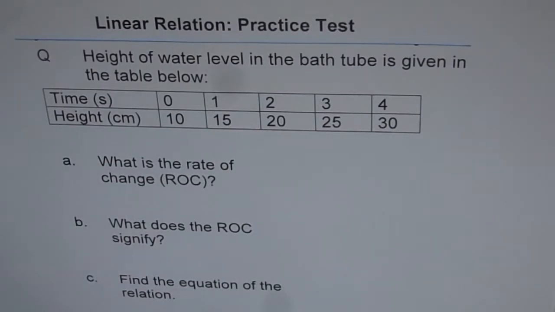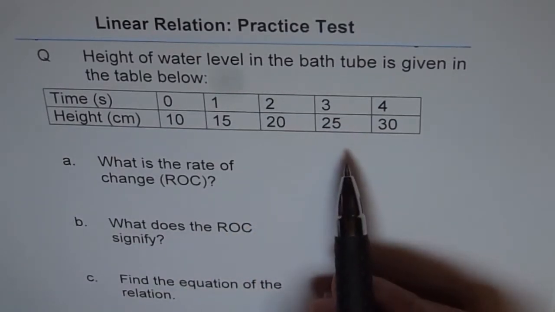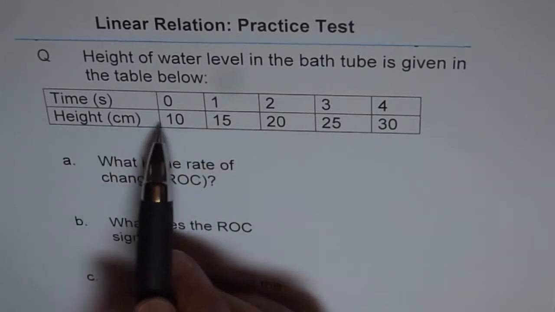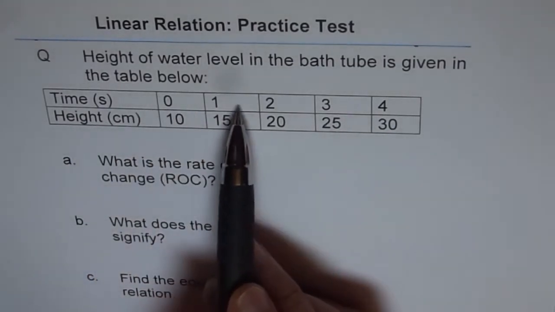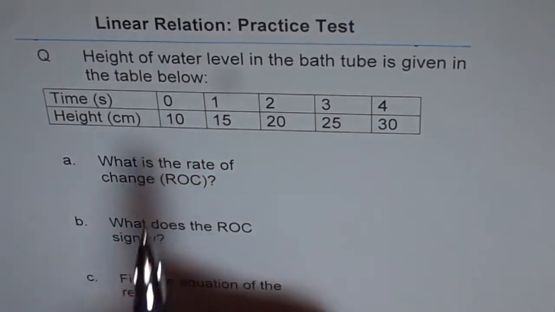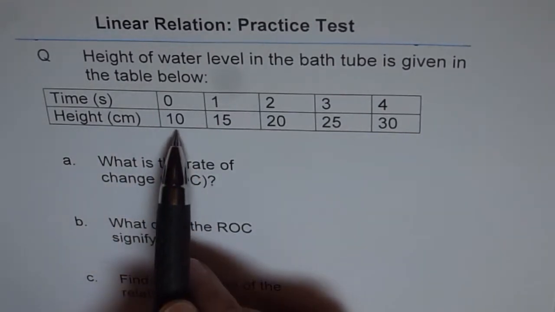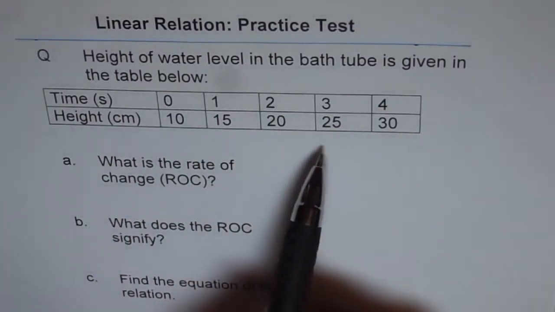So once you've written down your answer, then you look into my suggestion. Well, my approach will be, from the given table, find first difference. Here we have the independent variable time and height is the dependent variable. So we will see by how much it increments every time.